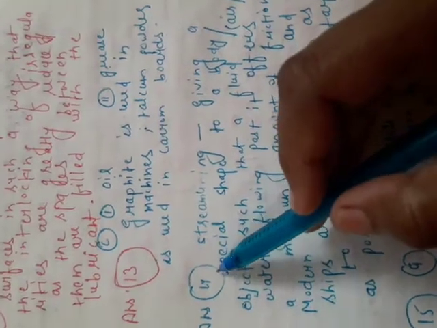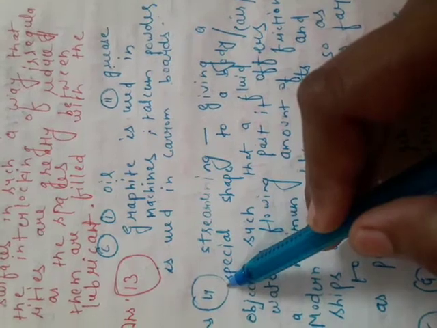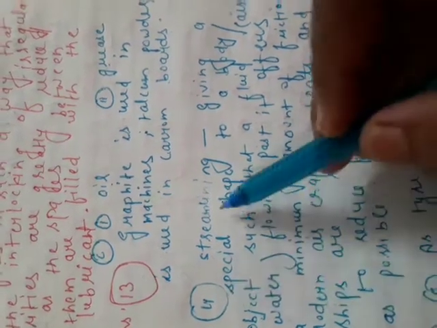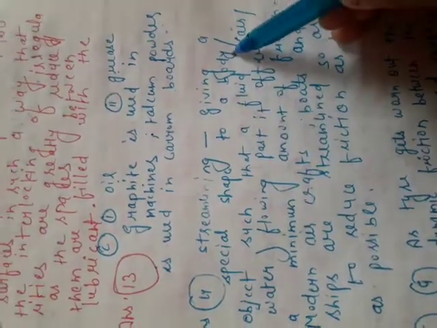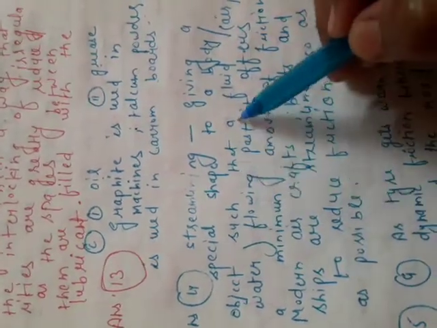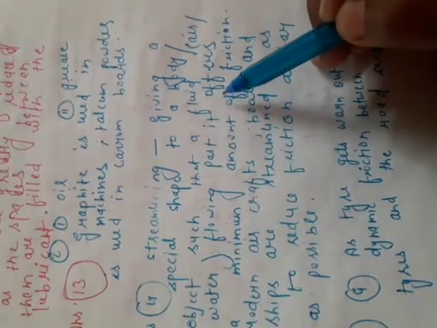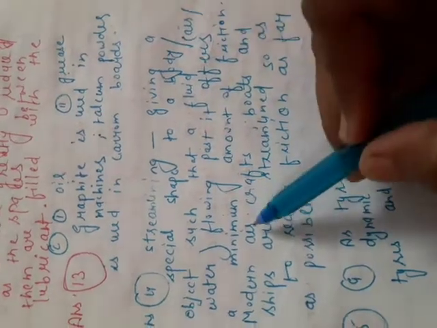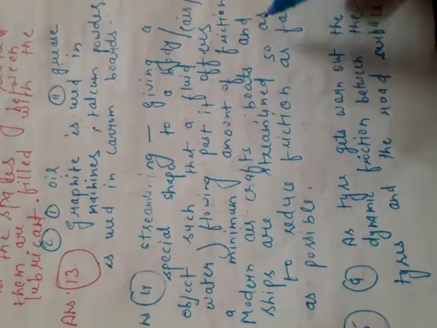And now come to the answer number 14. What do you understand by the term streamlining, and name a few machines which use streamlining to reduce friction? Streamlining is giving a special shape to a body or object such that a fluid, air or water flowing past it offers a minimum amount of friction. Modern aircraft, boats and ships are streamlined so as to reduce friction as far as possible.